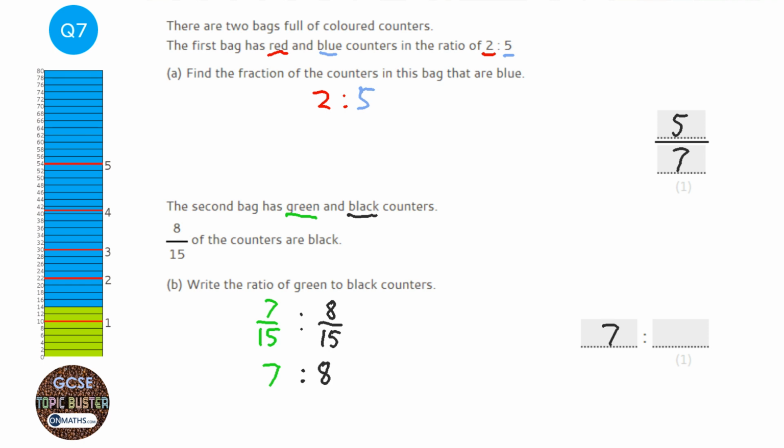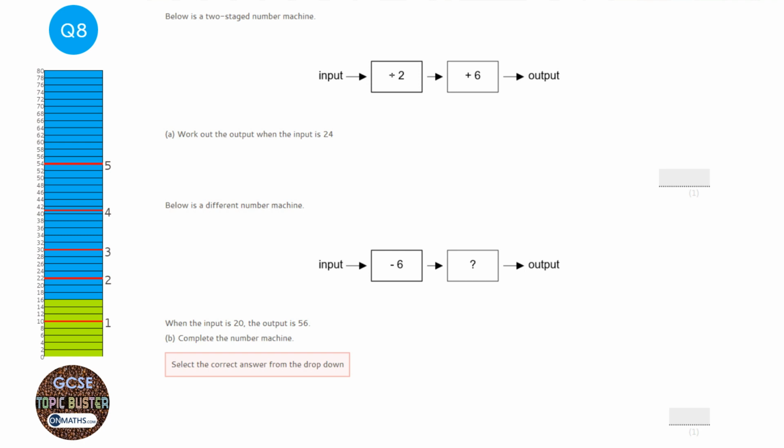Now looking at the last question, we can work backwards and we can work out what the fraction of black counters are with this ratio. So there's 8 parts that are black and 15 parts altogether, so it's 8 over 15. Okay, if you want to pause the video now and have a go.